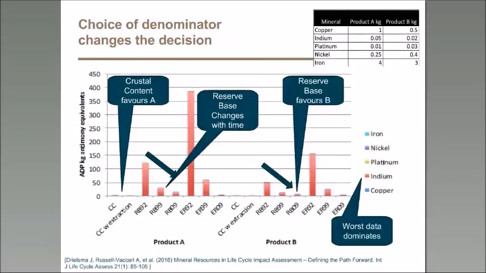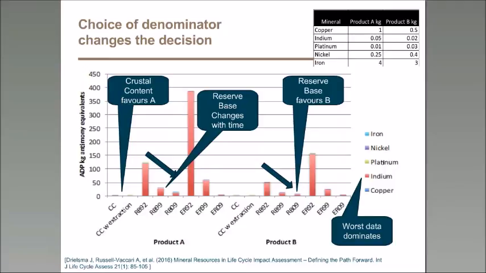So let's look at that a little bit more. How does that happen? We take a look at this hypothetical example where we have product A and product B, and you'll see copper, indium, platinum, nickel, and iron are the key constituents in this bill of materials. If we then calculate the abiotic depletion potential using different denominators that have been used over time, we see vast variation in the results. On the x-axis, we have each of the methods for each product, for each of the denominators, I should say. And on the y-axis, you have ADP, which is reported in kilograms antimony equivalents.